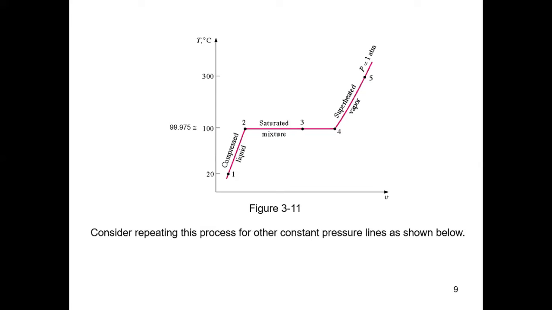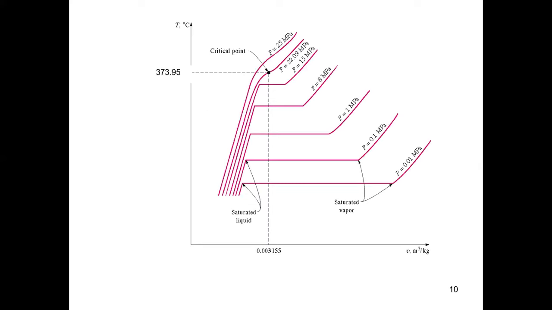So here you go. 1 to 2 is compressed liquid, 2 to 3 is saturated mixture, and 3 to 4 as well. From 4 onwards, it is superheated vapor. Here, the whole state of water is shown in a temperature versus specific volume diagram. Note the small v. Consider repeating this process under other constant pressure lines as shown below.